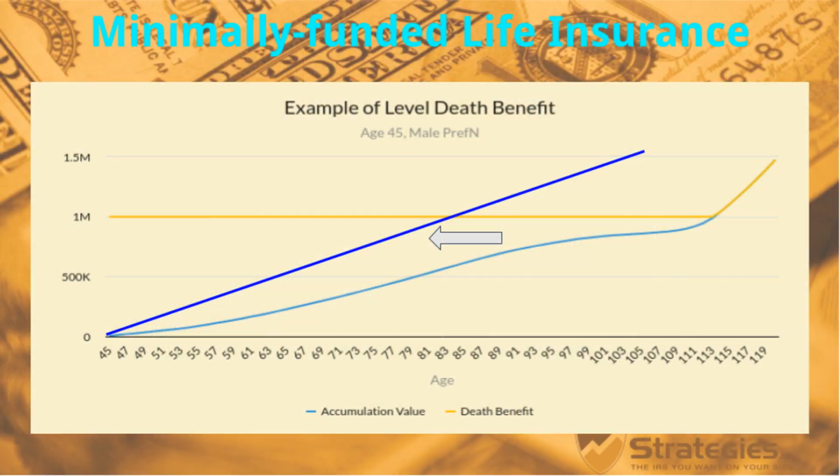So let's go back to the graph of a minimally funded life insurance policy and note that if the cash value were to grow at a faster rate, the gap between the death benefit and the cash value would shrink, meaning that there's less risk in the policy. So the insurance company has an incentive for the cash value to grow as quickly as possible.